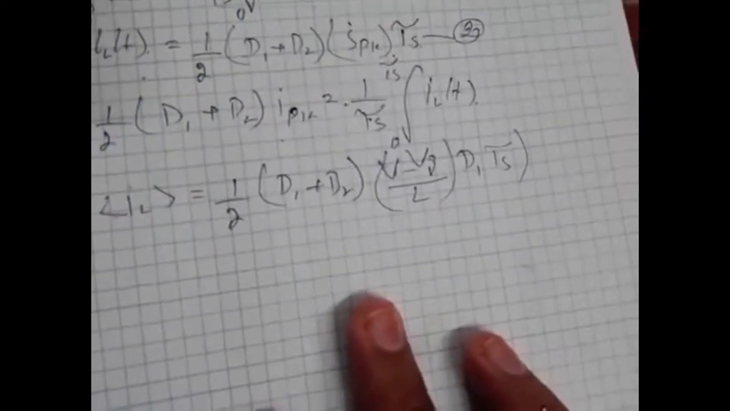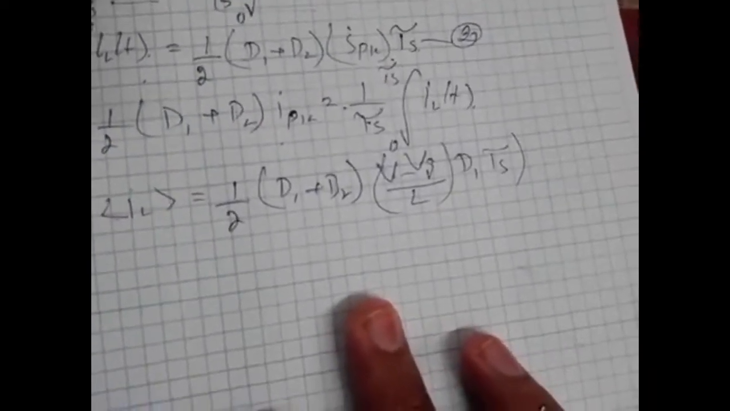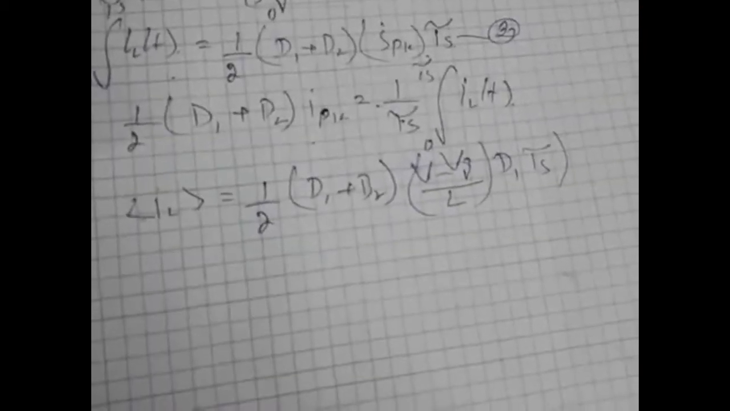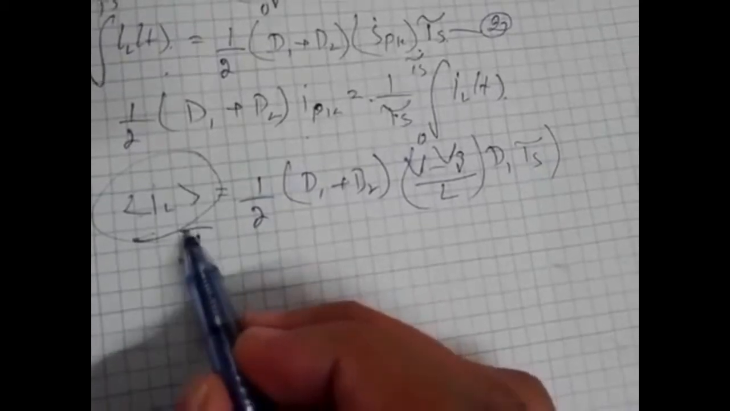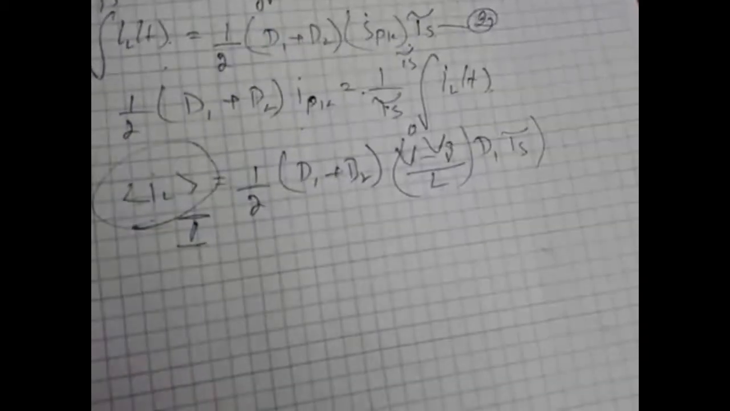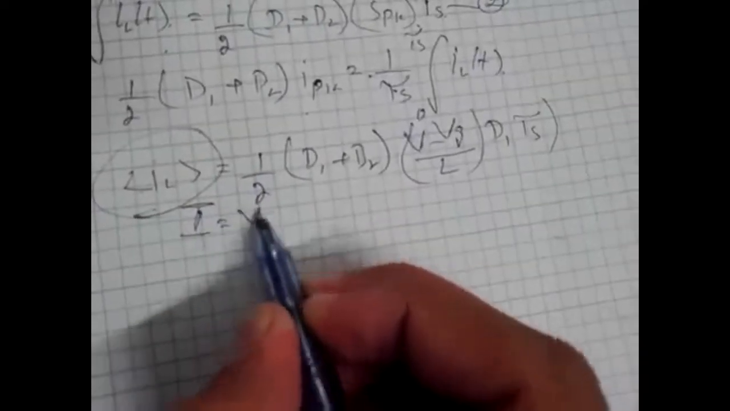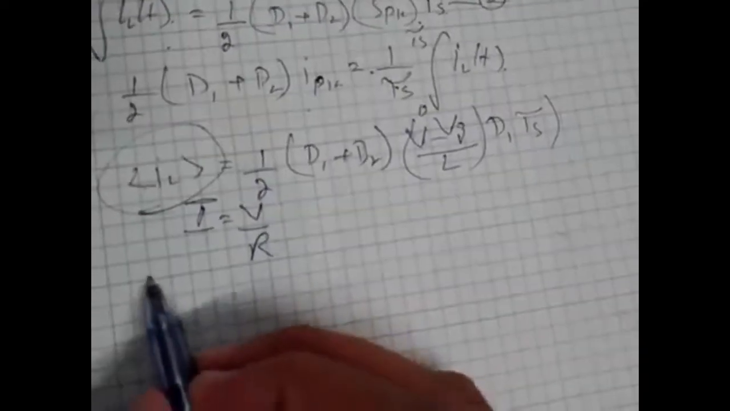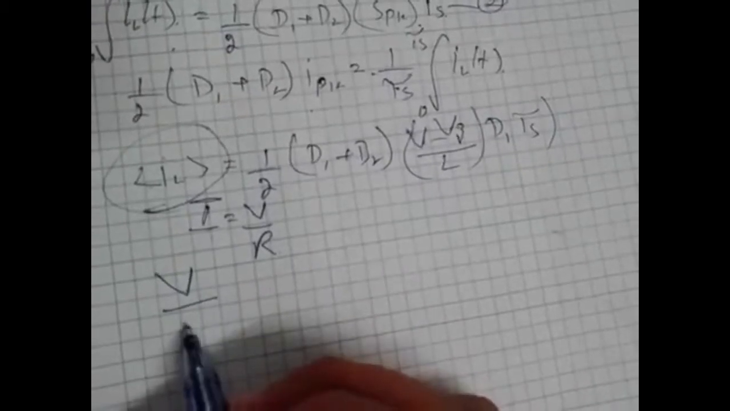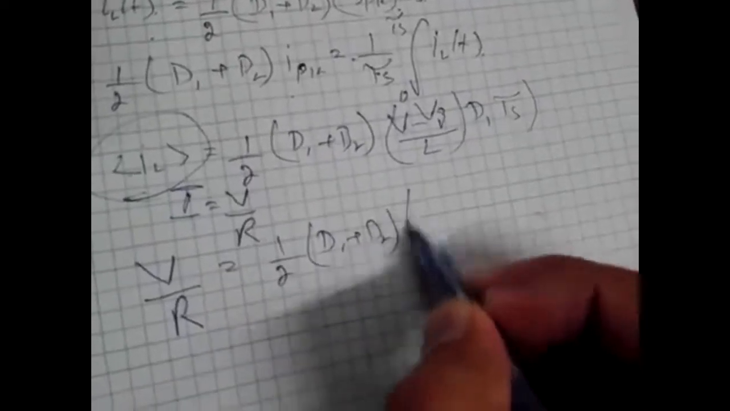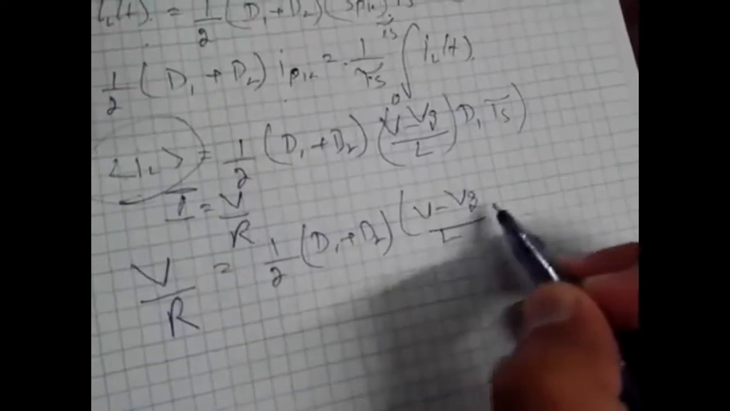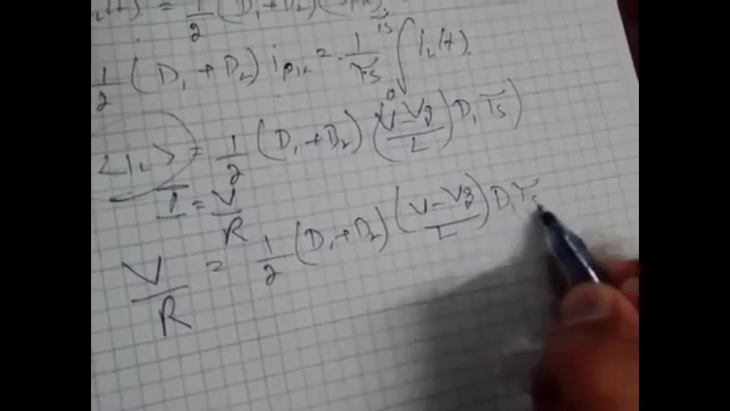So now, according to the relation, this is the DC current which is flowing in the resistor output load, and that is equal to V by R. The DC current, or the average value of the inductor current, is equal to 1 by 2 (d1 plus d2) times (V minus Vg) divided by L, d1 Ts.